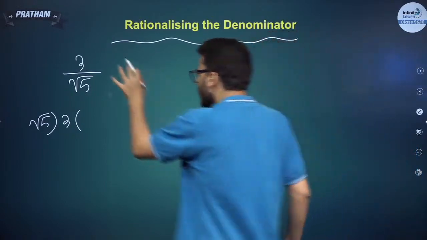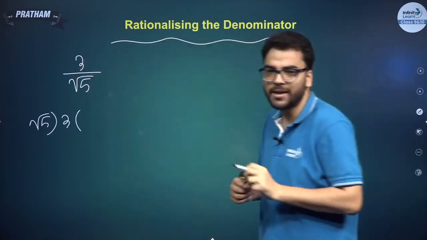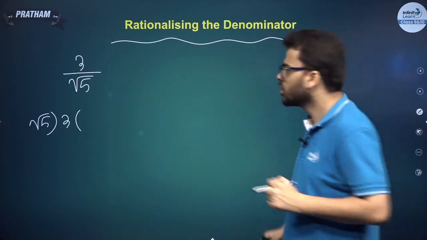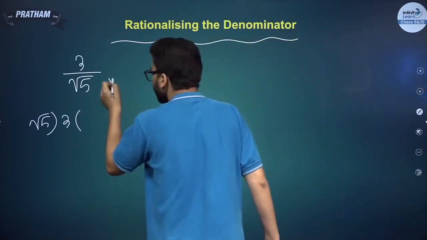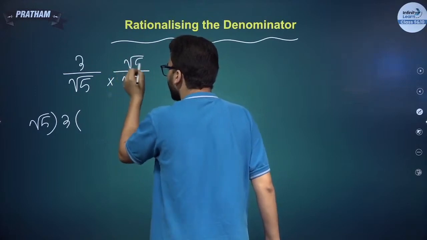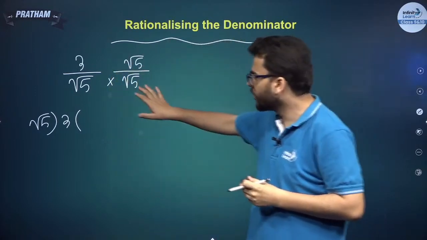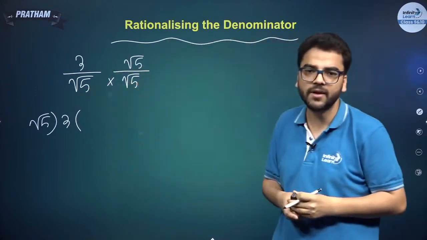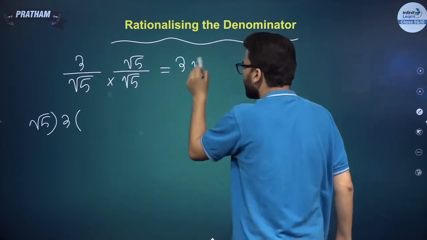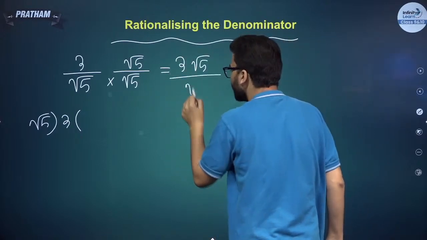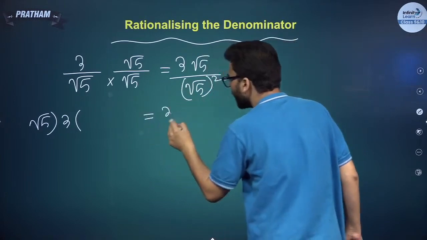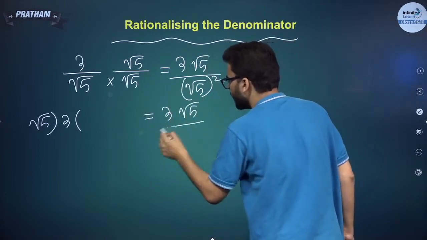So how will you rationalize? Basically, you have to make the denominator a rational number. That is the meaning of rationalization. So over here it is root 5. So I have to multiply by root 5 in the denominator as well as the numerator. Why am I multiplying by root 5? Because root 5 into root 5 will give you square root of 5 the whole square. This will be 3 root 5, and in the denominator it is square root of 5 the whole square. And you know that square root of 5 the whole square will be 5 only. You got it?